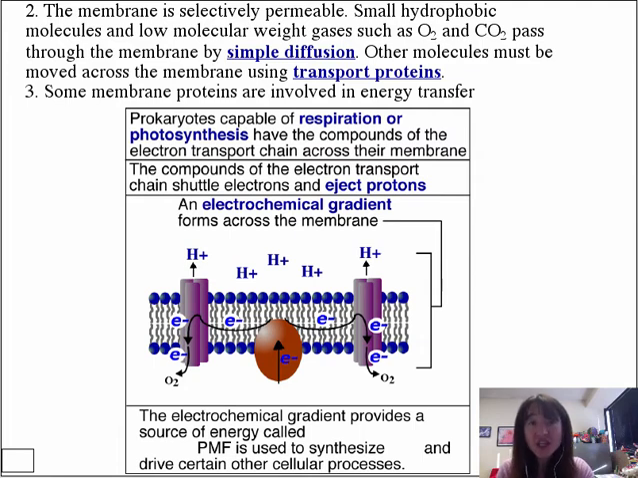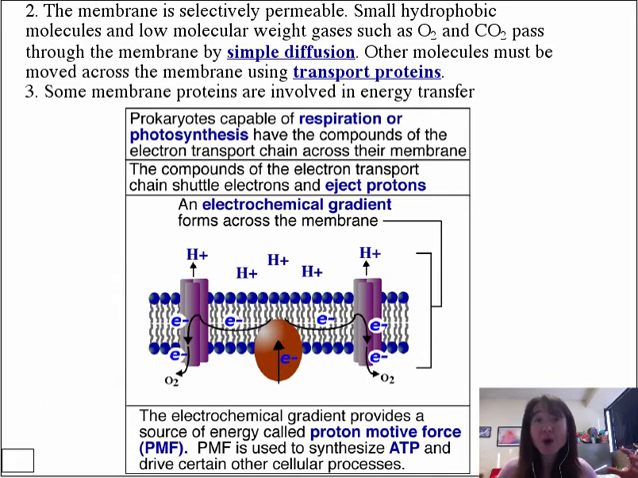So one of the functions of a proton motive force, or a PMF, is the synthesis of ATP. It drives that synthesis. So the PMF drives the synthesis of ATP. But another thing that this pent-up battery-like proton motive force can do is when it rushes into the cell, it can also transport other molecules.